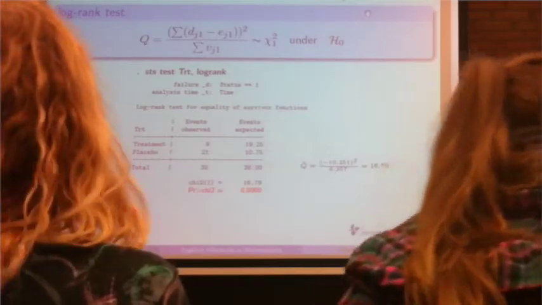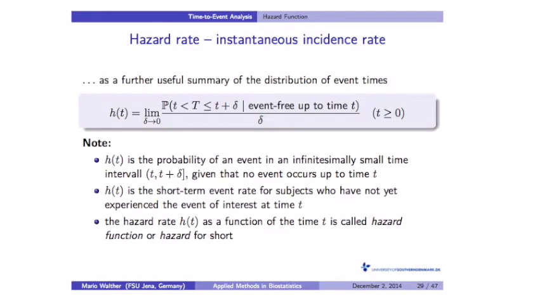Oh, a question about the hazard. The hazard you can understand as an instantaneous incident rate. The hazard is a function with respect to the time. So you have a function which depends on the time and is the probability of an event in an infinitesimally small time interval, given that no event occurs up to that time.